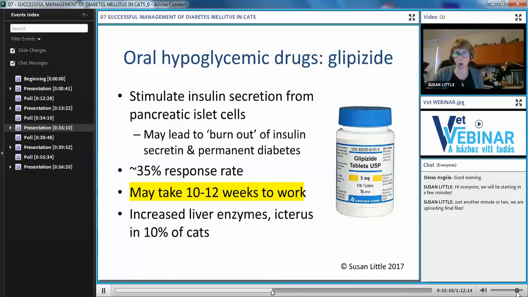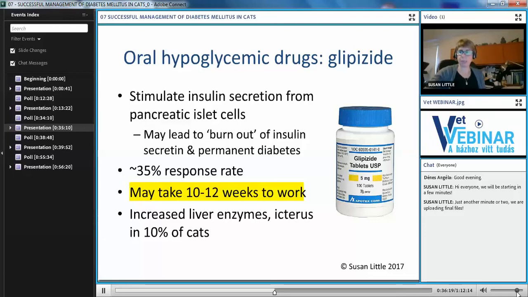So the other problem we have in cats is that the response rate is very low. It's only about a third of cats have any response to this type of drug, and it takes a long time, typically 2 to 3 months. And in that 2 to 3 months, of course, a lot of complications could occur with these cats. And there is a group of cats, about 10% of cats, that do experience liver toxicity from these drugs, and so they cannot take them. So they really are not a good choice for our feline patients.